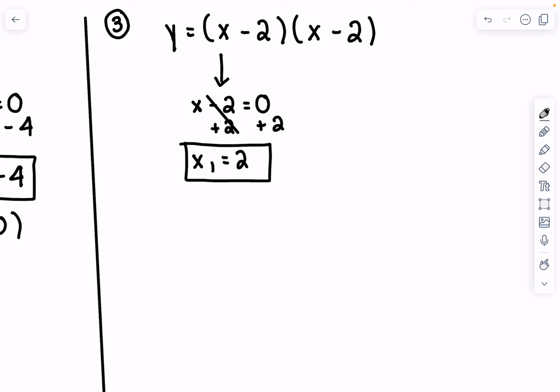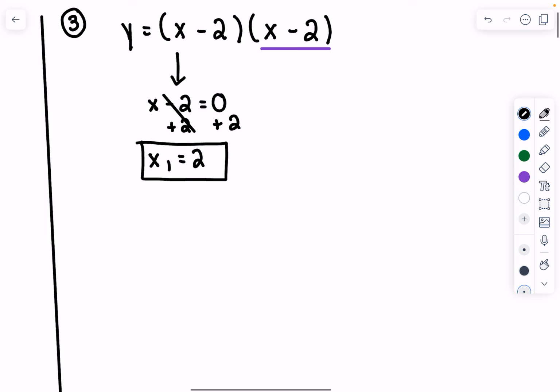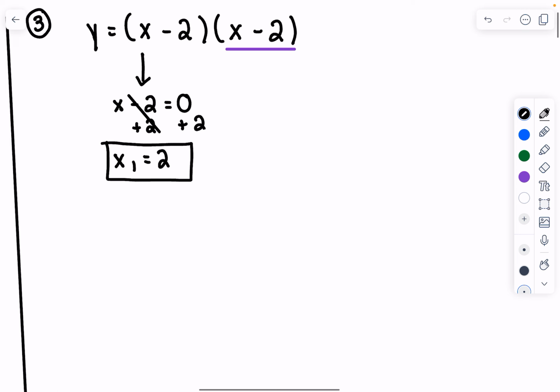Now, if we solve that second bracket, which I'm just going to underline in purple, you would get the exact same answer, right? So x2 would also be 2. But again, when we have repeated brackets, you're going to only solve one.